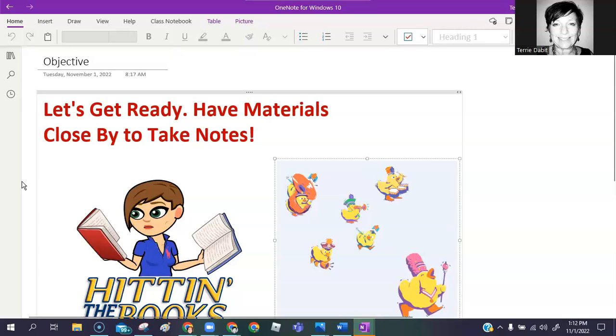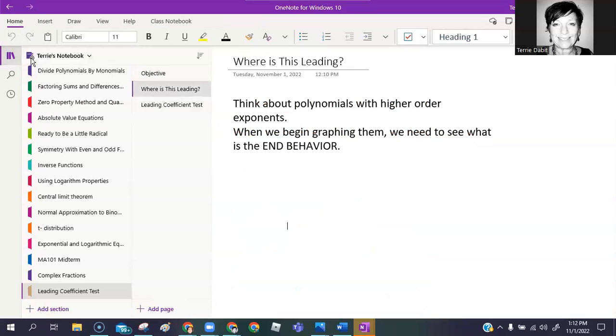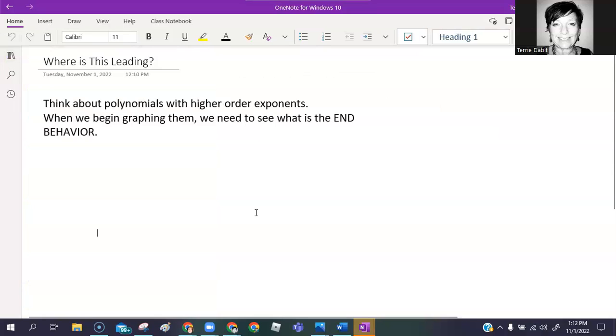So here we go first. What we're going to do right now is the leading coefficient test. The leading coefficient test. So everybody get your notebooks ready and get ready to take notes. Okay, what does this mean?